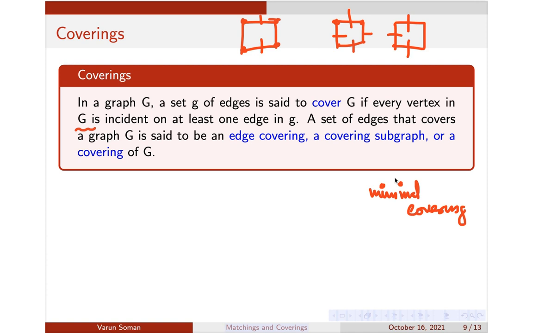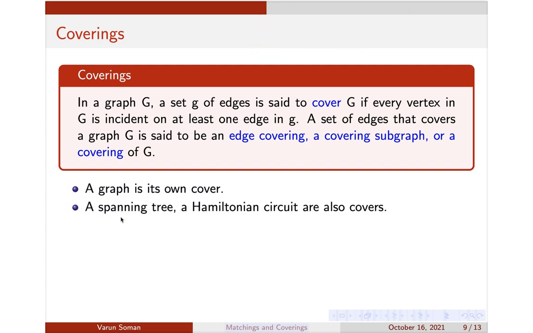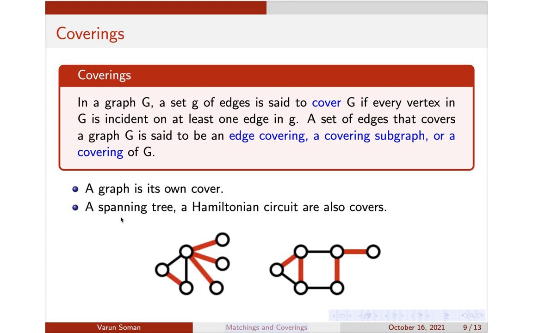Minimal covering. And I can also talk of some more coverings. A spanning tree: the edges in a spanning tree are actually a covering, right? Because a spanning tree contains all the vertices. Or if you consider the Hamiltonian circuit or Hamiltonian path which you have studied, it contains all the vertices exactly once. So they are all coverings. So a Hamiltonian circuit is a cover, a path is a cover. These are some examples of coverings.